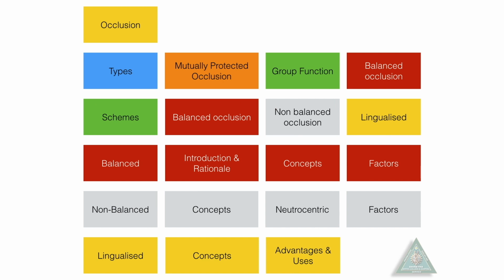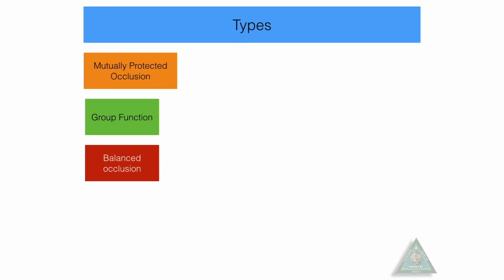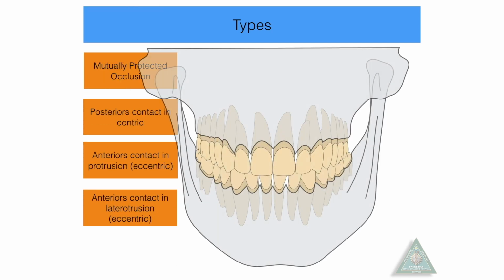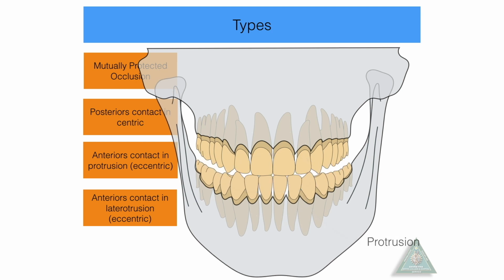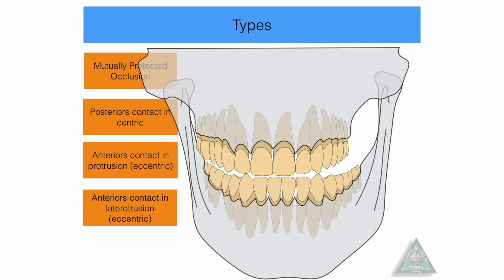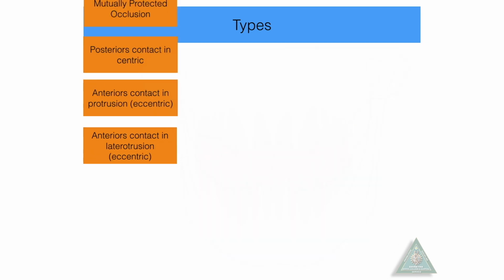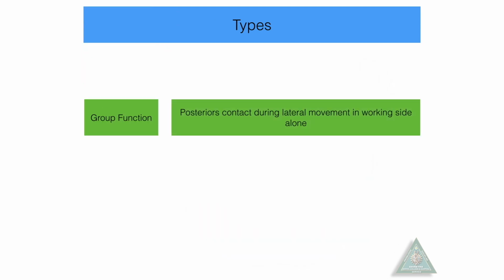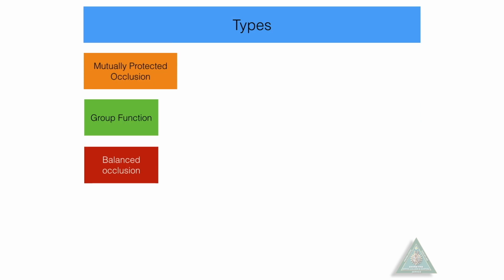So let's see what types of occlusion are present in dentate individuals. There is something called mutually protected occlusion. In mutually protected occlusion, the posterior teeth all touch each other during centric occlusion. Whereas when the jaw is brought forward in protrusion, only the anteriors contact. And when the jaw is brought sideways, only the canines contact. This is mutually protected occlusion. Then there's group function. Suppose you move your jaw to the right side, your canines and posteriors touch on the right side, whereas on the left side there is no tooth contact. This is group function.